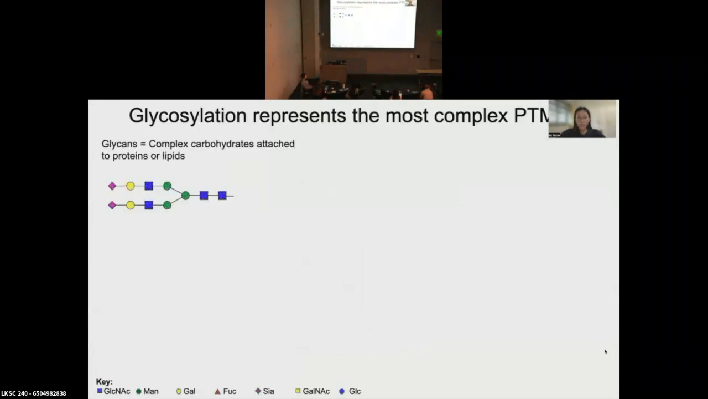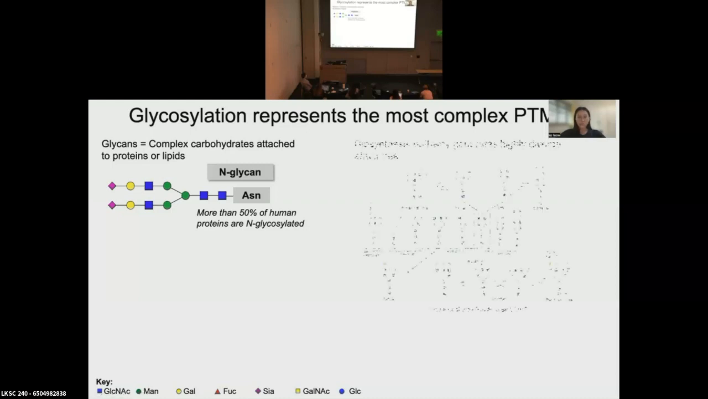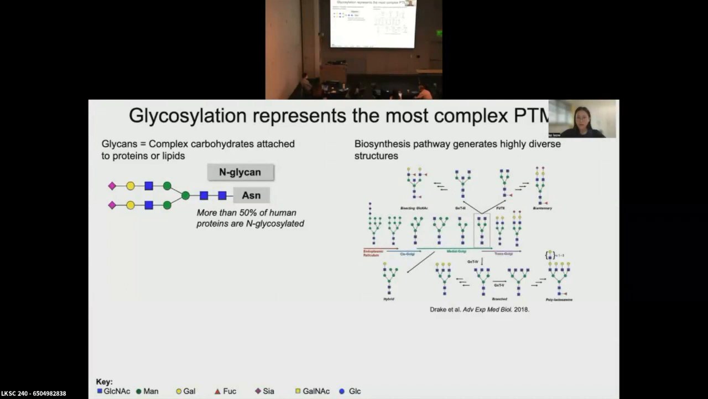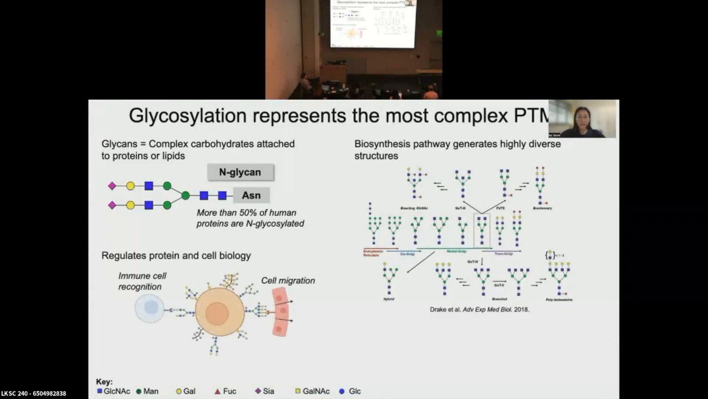Glycans refer to complex carbohydrates that are attached to proteins or lipids, and N-glycans in particular are attached to asparagine residues in proteins. We know that more than 50% of proteins are N-glycosylated. The biosynthesis pathway of N-glycans produces highly complex and diverse structures that could in turn regulate protein function and cell biology, such as immune cell recognition and cell migration.